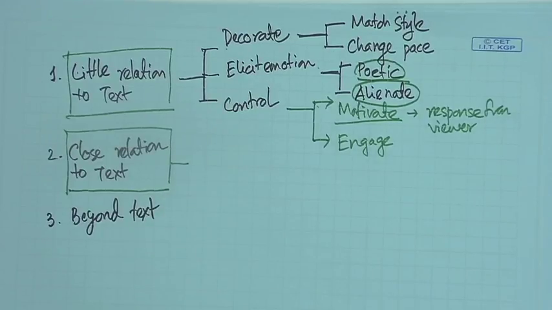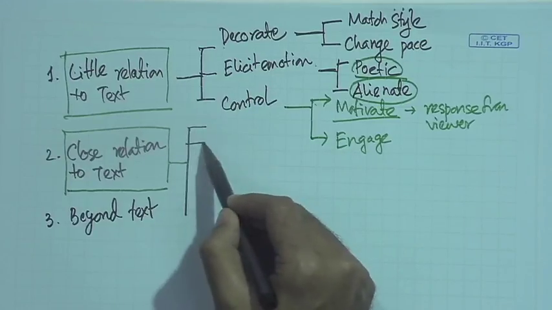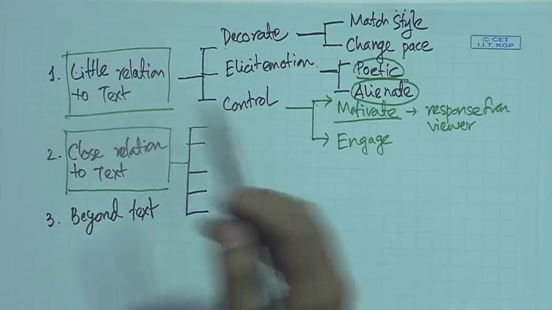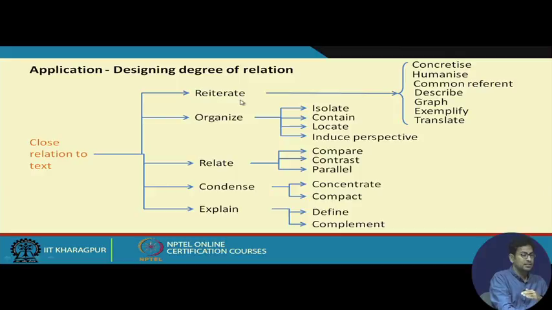How does it work? And there are various subdivisions for this. So, I will go back to the slide. You can have a look at the subdivision at the slide. So, the close relation to text, there we look at reiteration, we look at organization. When you are trying to organize, when you are trying to reiterate, when you are trying to relate, when you are trying to condense the topics, and when you are trying to explain something. So, in all of these cases, you have a very strong relation with the text. And there are further subdivisions.